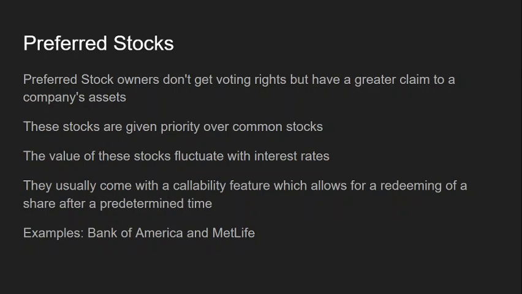The value of preferred stocks usually fluctuates with interest rates, and they usually come with the callability feature, which allows for a redeeming of a share after a predetermined time. A few examples of companies that give preferred stocks are the Bank of America and MetLife.